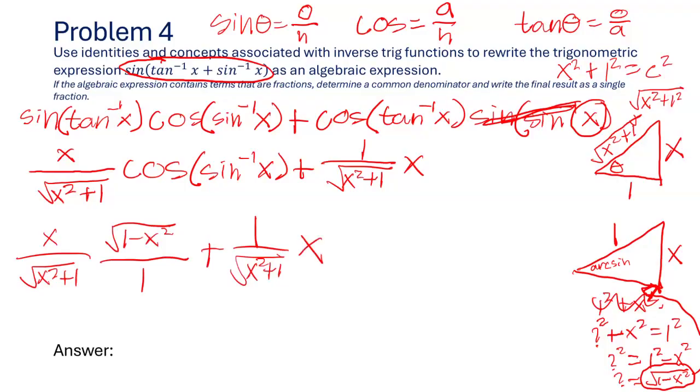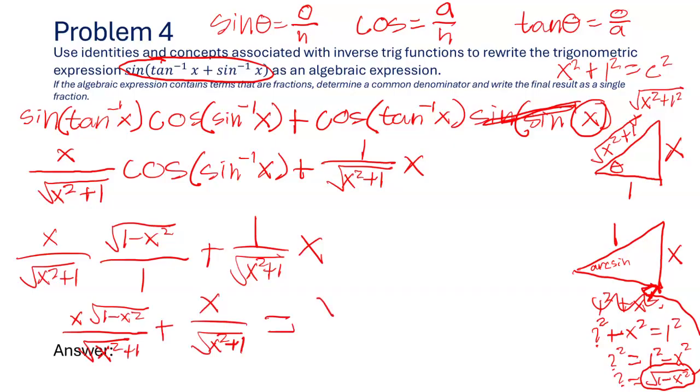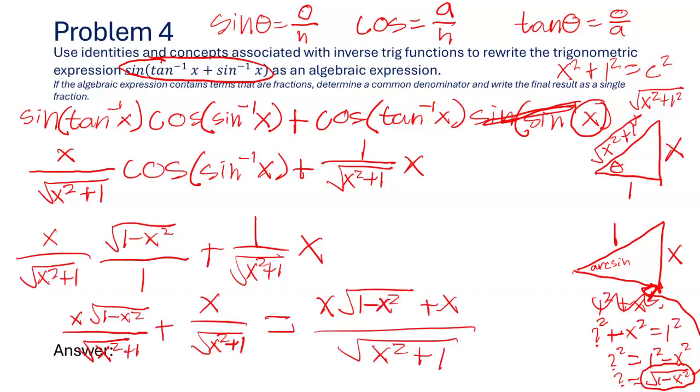Okay, then we can simplify this a little more just using some algebra. We get x times the square root of 1 minus x squared over the square root of x squared plus 1, plus x over the square root of x squared plus 1. And this is a common denominator, so we can write it all as one fraction.